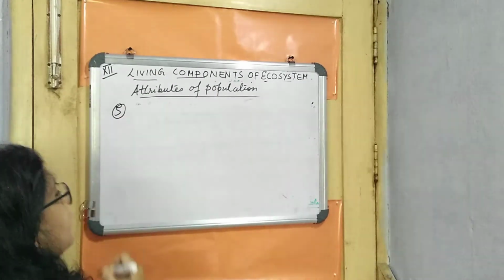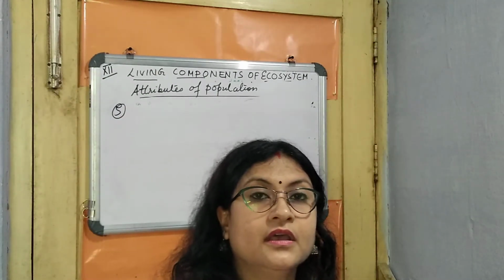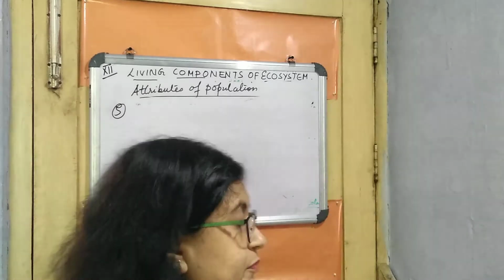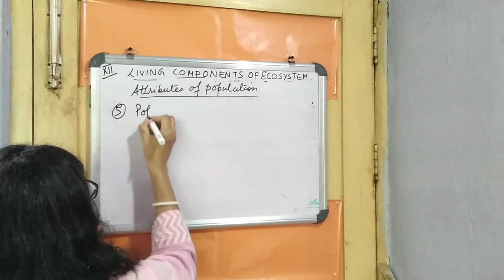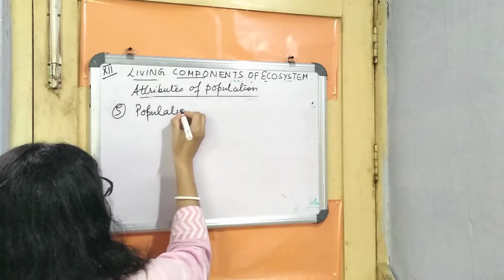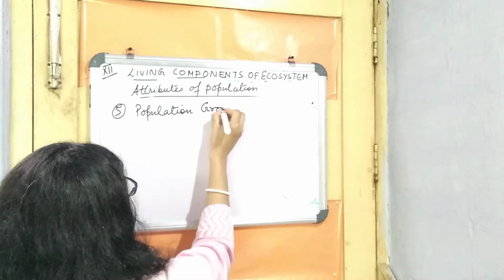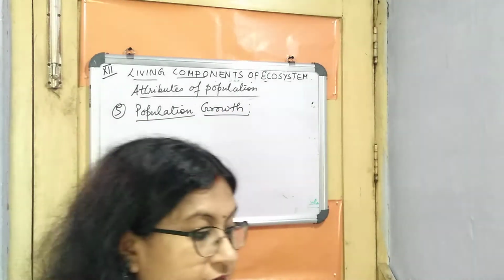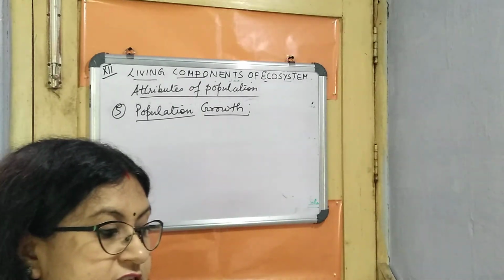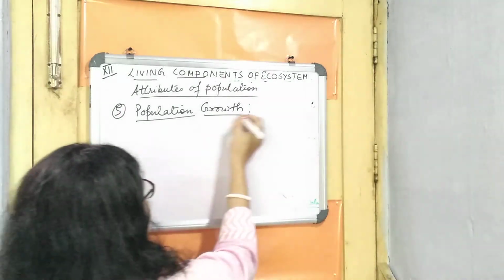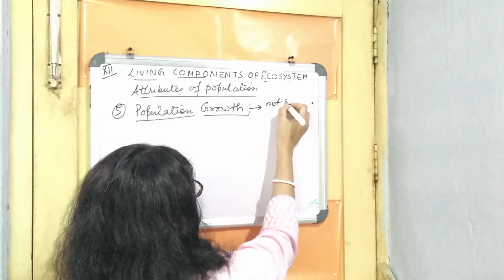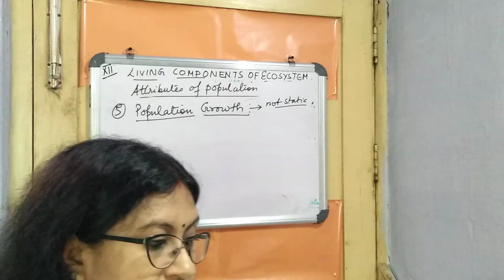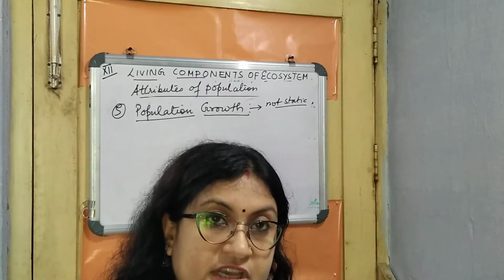This is very important, where we will learn many technical terms or terminologies, right? So, population growth. The size of the population of any species is not static. This growth is actually not static. That means it is keeping on changing. It varies with time.